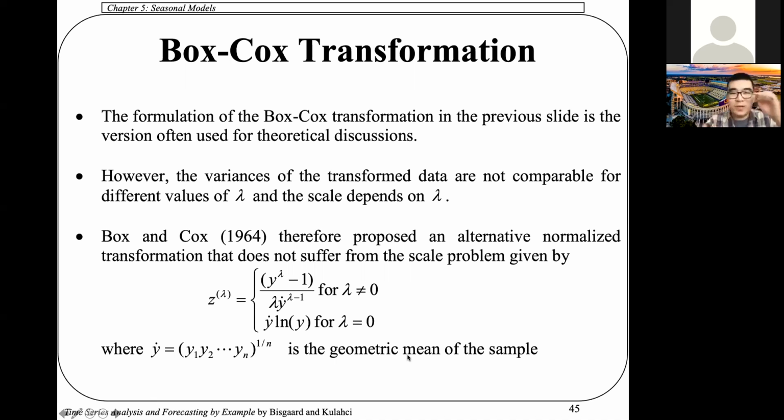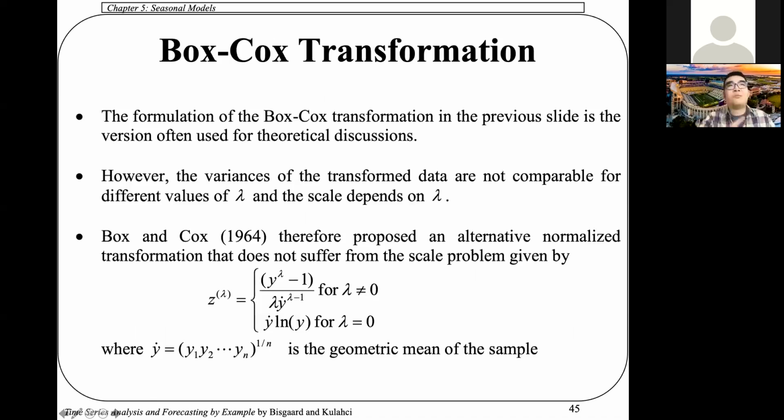Anyway, the software can do all this for you, so no worries. This is the Box-Cox transformation, and the thing you need to choose is this lambda. If lambda is equal to 0, then this is just a log transformation. If lambda is not equal to 0, it's not a log transformation.